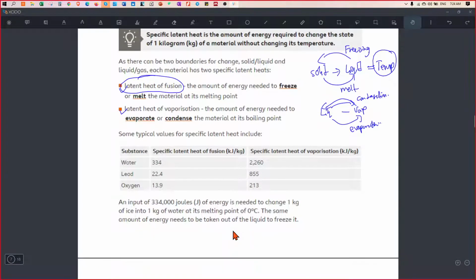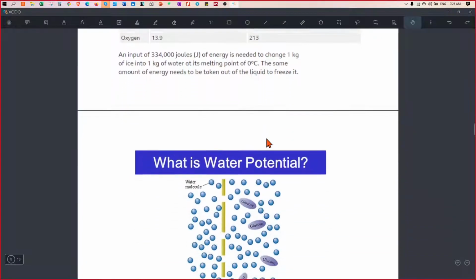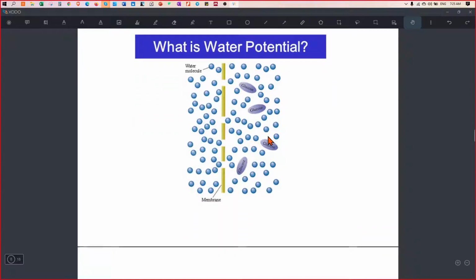It's not easy to change water from one form to another, for example from solid to liquid, but it takes less energy to do so in other molecules, for example in lead and oxygen. That's why water is very stable. That is the whole point.